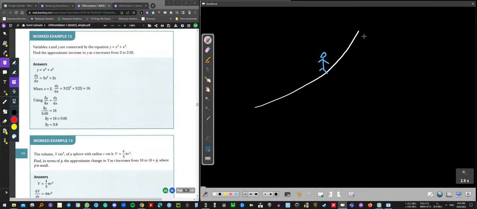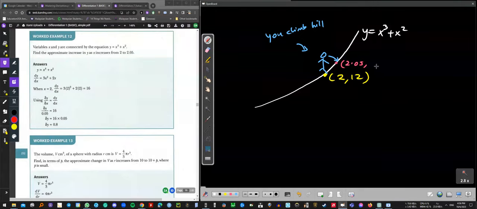Okay, berapa? Ayo. Kalau X dia 2, Y dia berapa? 12. So 8 plus 4. Good. Now, apa jadi kalau you terjatuh ke depan? You terjatuh. Dan kalau you terjatuh, you tertambah you punya koordinat jadi daripada 2, dia akan mungkin jadi 2.05 lah. Okay, faham?